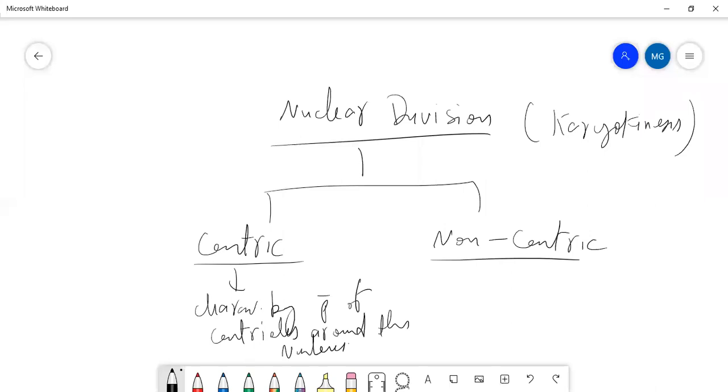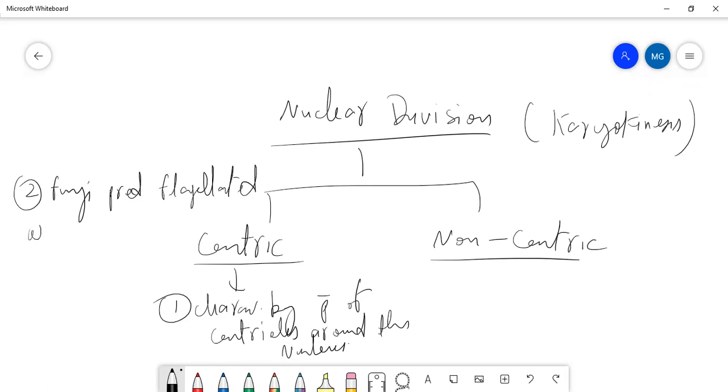And about centric nuclear division, remember this too. This is the first point. The centric nuclear division is found in those fungi which produce flagellated cells. So only those fungi, very important, which produce flagellated cells anywhere in their life cycle. So they are characterized by centric nuclear division. They show centric nuclear division.